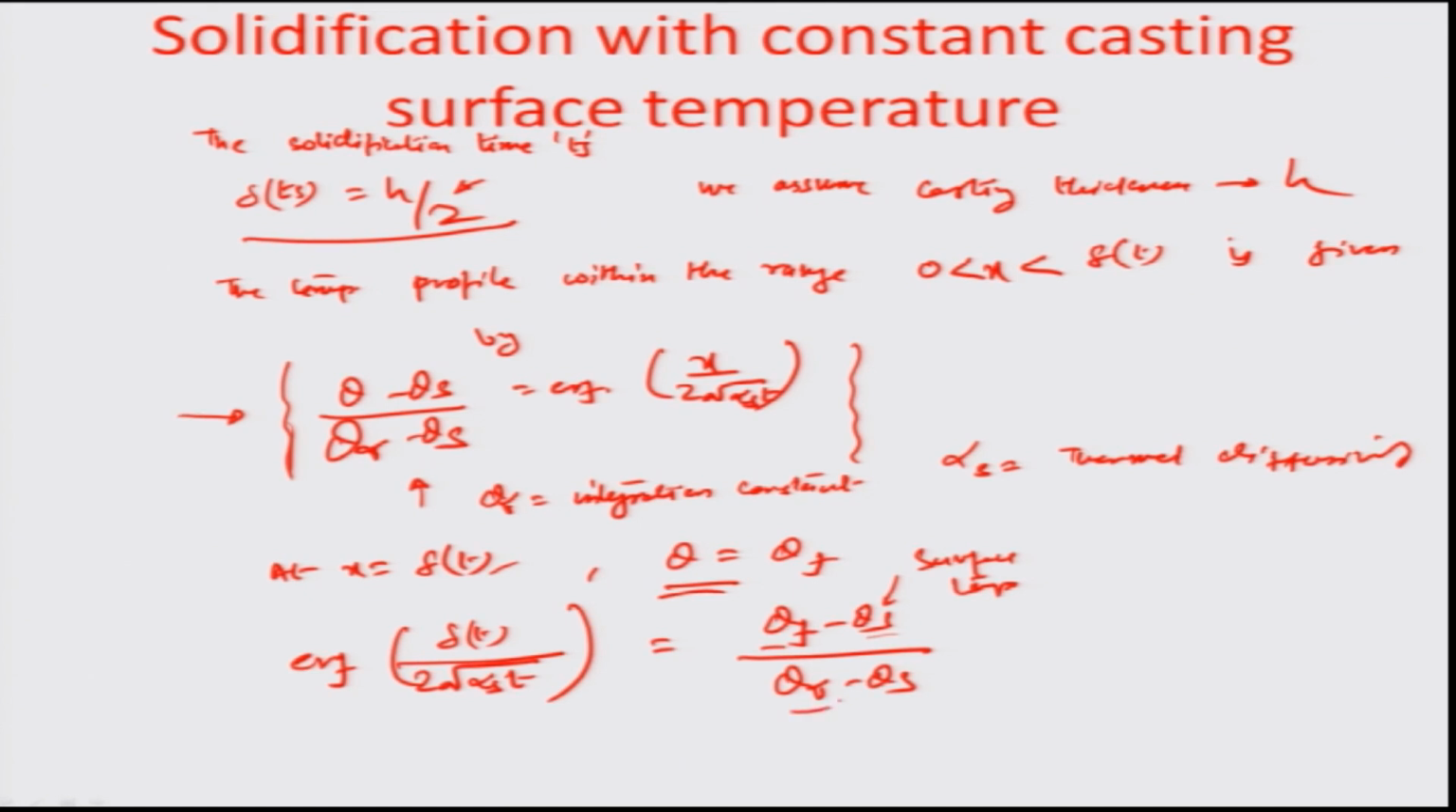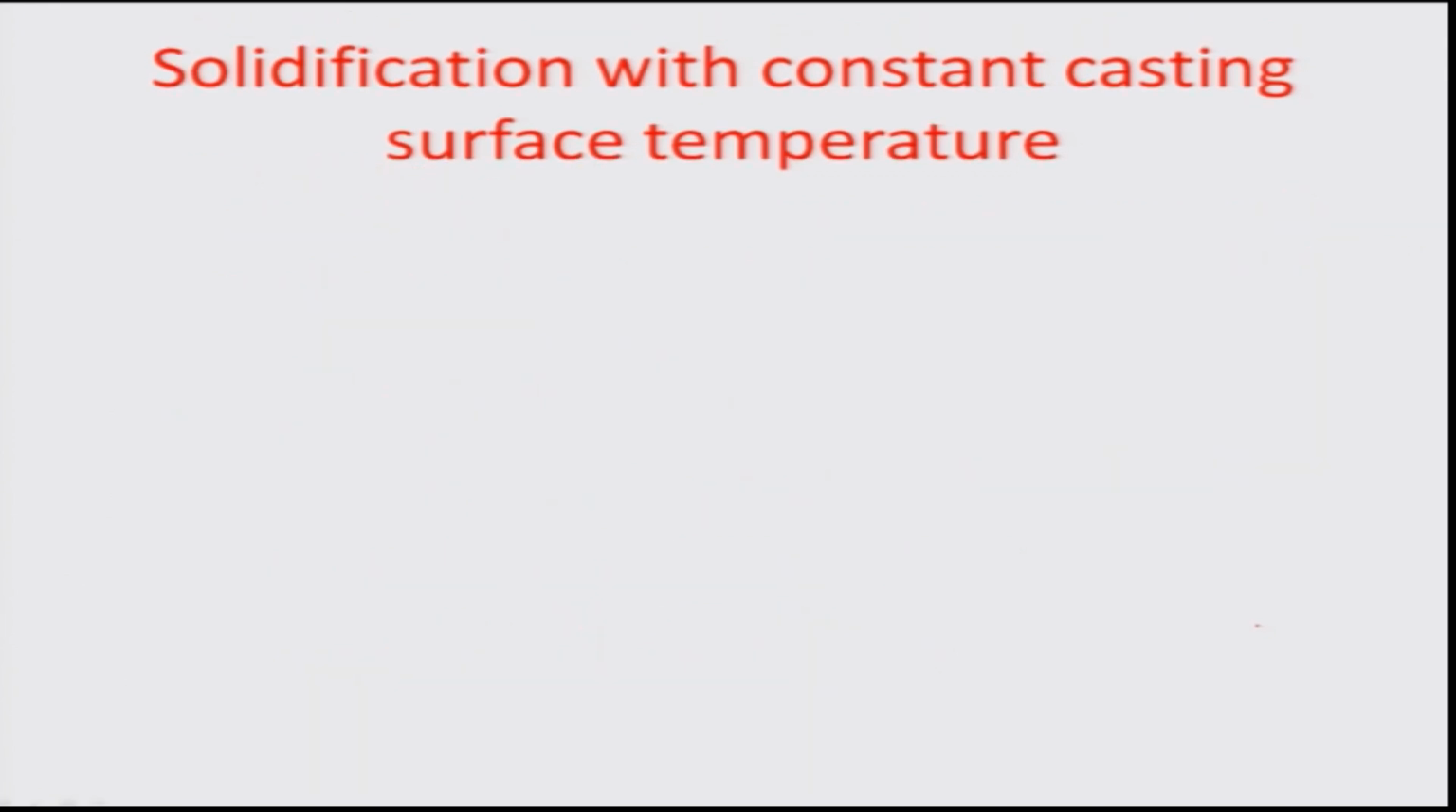So, these are the constants of integration, theta infinity and theta s. Therefore, this is really a constant. Let us call this constant lambda. So, we now have the error function of x by twice root of alpha s t equals lambda.